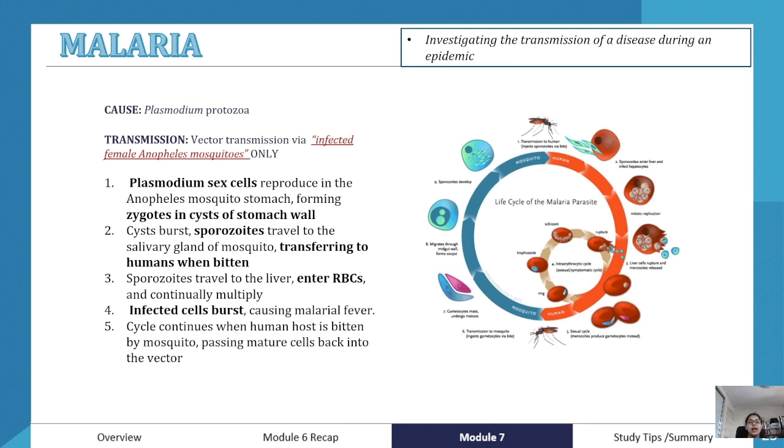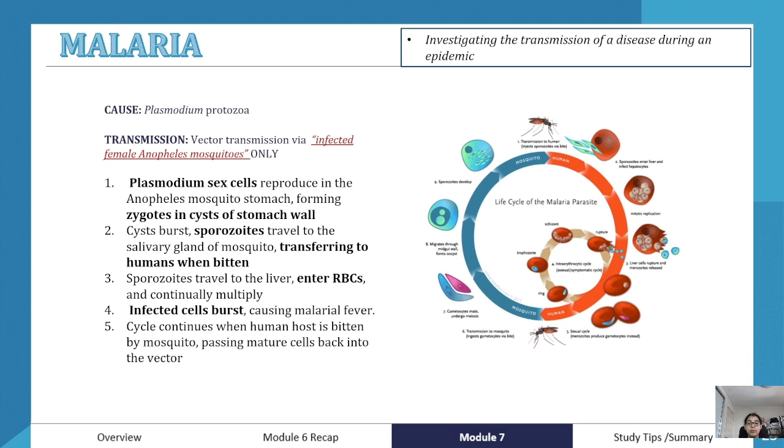Okay, so malaria. You'll have to investigate, and this is in the syllabus, the transmission of a disease during an epidemic. So there are a couple to choose from, including Ebola, but you can choose any. I've chosen to go through malaria today because it's a really popular one that's really interesting to research as well. So malaria is caused by a protozoa, and specifically it is caused by the Plasmodium protozoa.